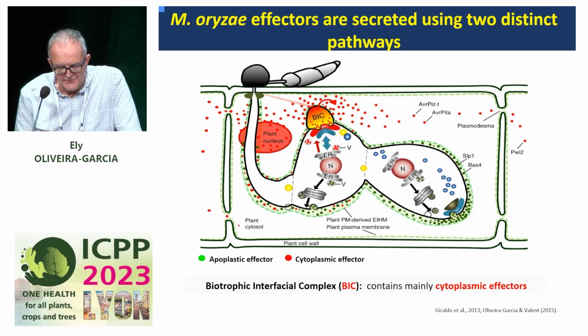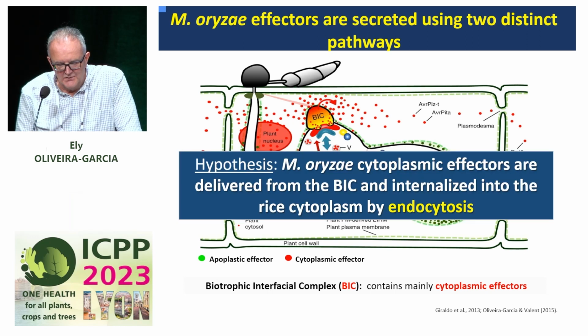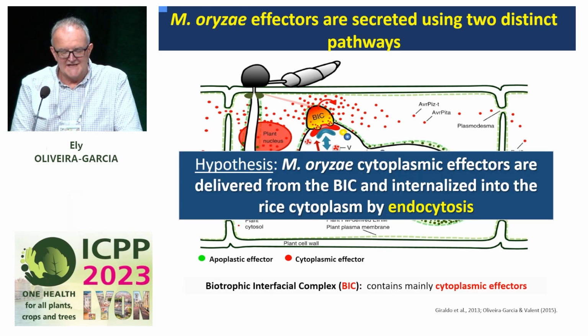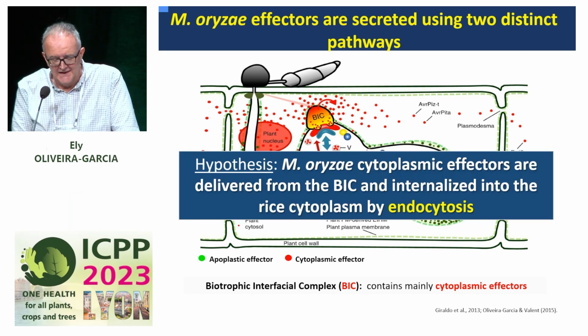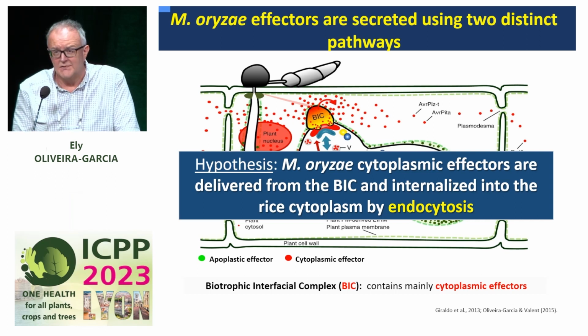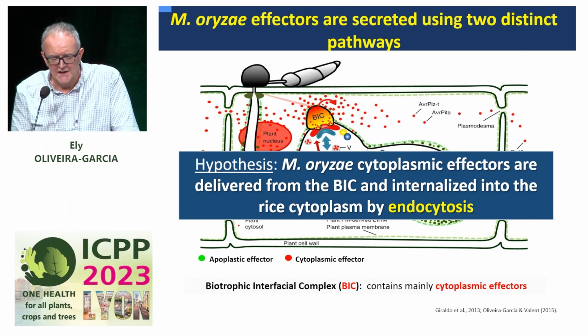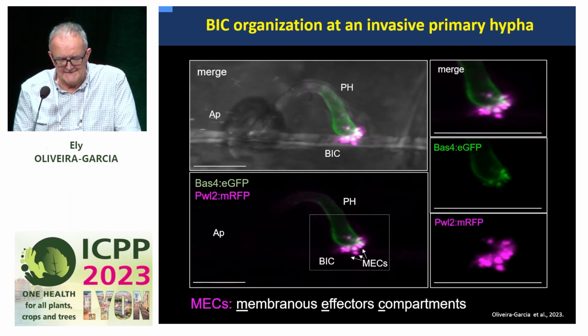So we formulated a hypothesis, which was to test whether cytoplasmic effectors are delivered from the BIC and internalized into the rice cytoplasm using endocytosis. And we set out to investigate whether that was the case.